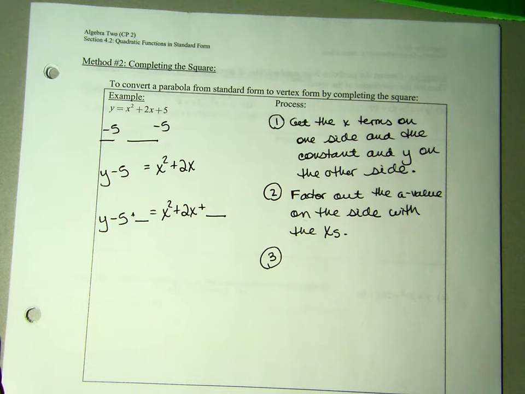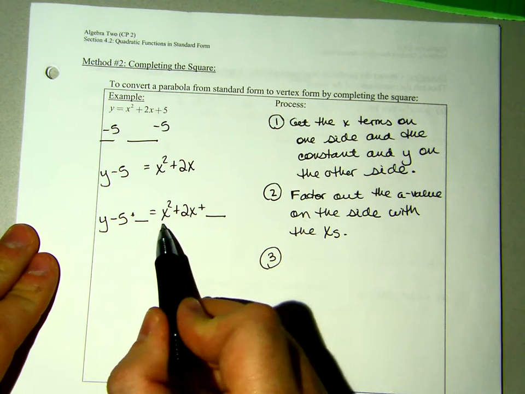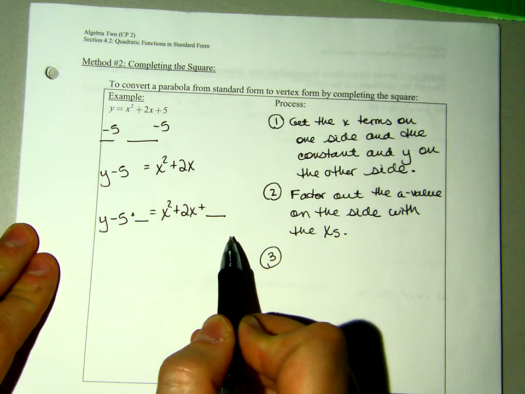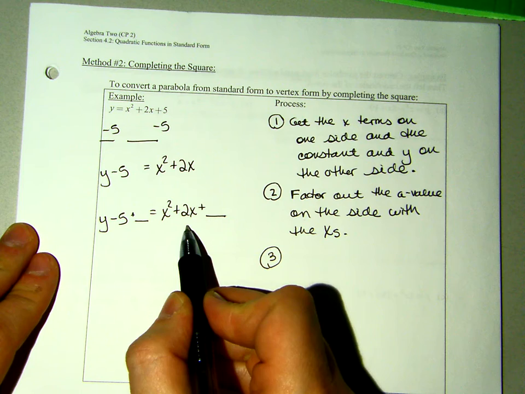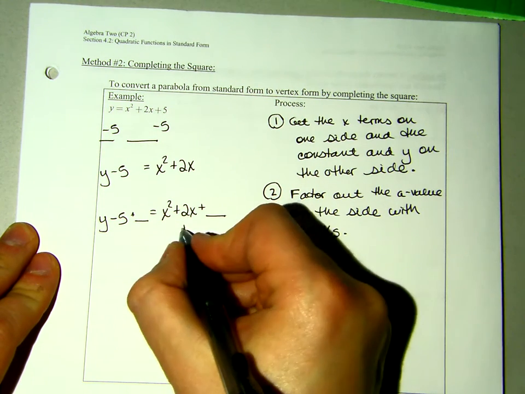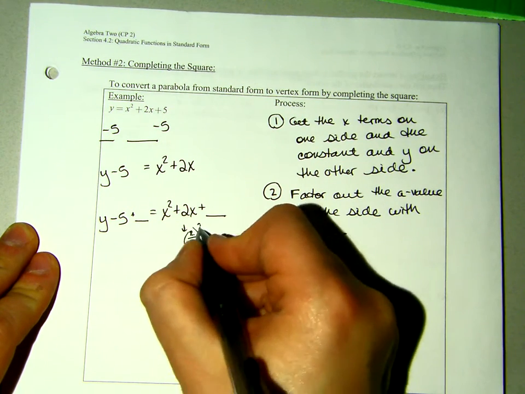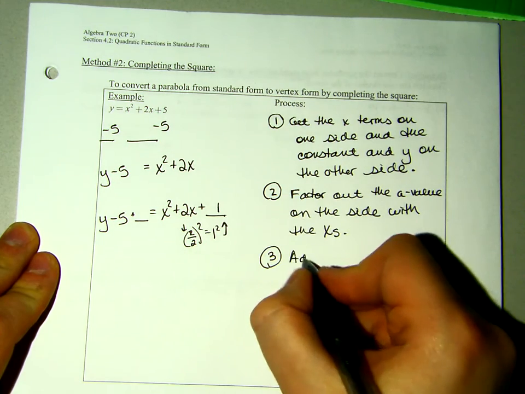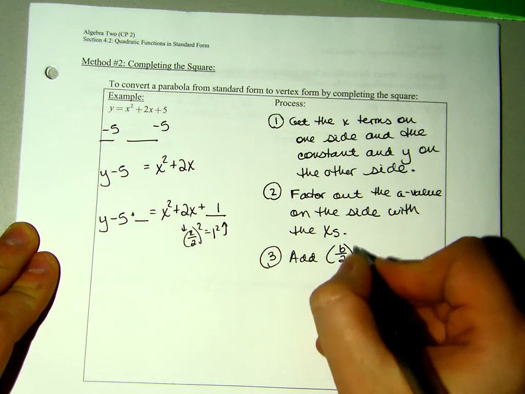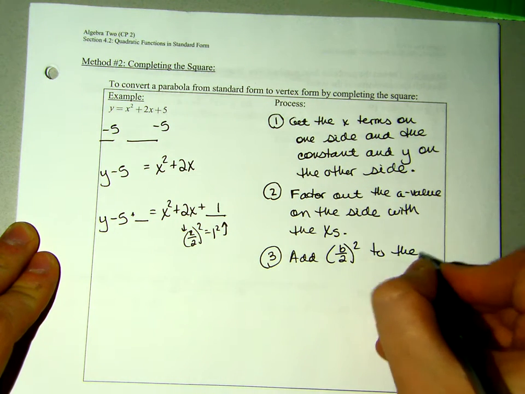Step number 3 is my actual completing the square step. I need to complete this side to make it a perfect square trinomial. Well, in the last chapter, what would I have added to this side? I'm going to do half my middle number squared and add that to this side. Half of 2 is 1. Square it, gives you 1. I'm going to add 1 over there. I'm going to add half the middle term squared to the side with the x's.